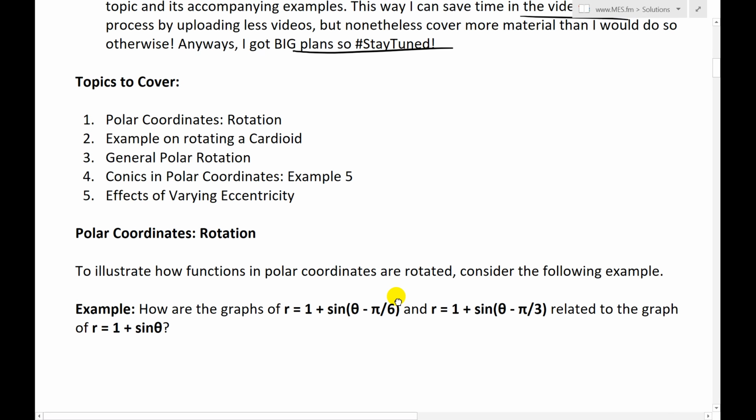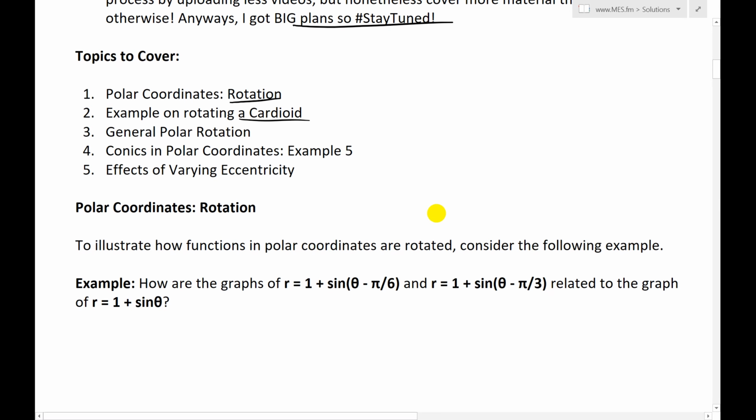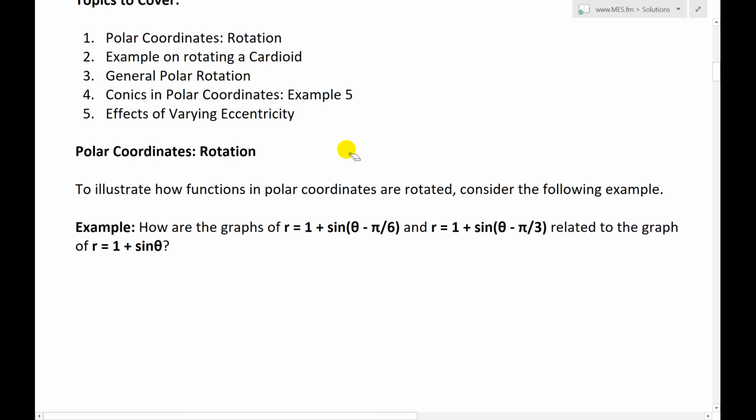So anyway, let's go over the topics to cover in this video. Polar coordinates, rotation. Then I'm going to go through an example on rotating a cardioid, or heart shape, a polar function as I covered in my earlier video, and also just go over general polar rotation, and conics in polar coordinates, example 5, and then effects of varying eccentricity. So let's just jump right in.